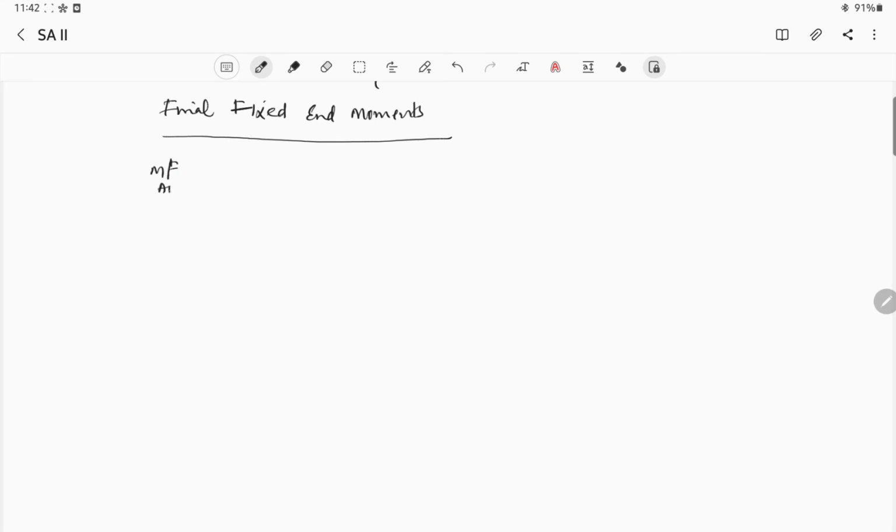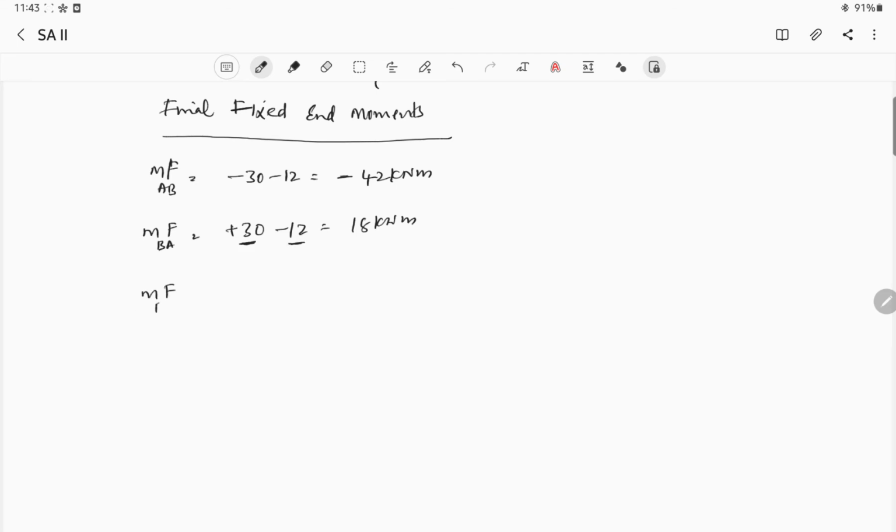So MF AB is equal to, what is MF AB? We got minus 30 plus 12, which is equal to minus 30 minus 12, which is equal to minus 42 kilonewton meter. What about MFBA? MFBA we got plus 30, so plus 30 minus 12. How much you will get? 18 kilonewton meter. This is moment due to external load. This is moment due to sinking.